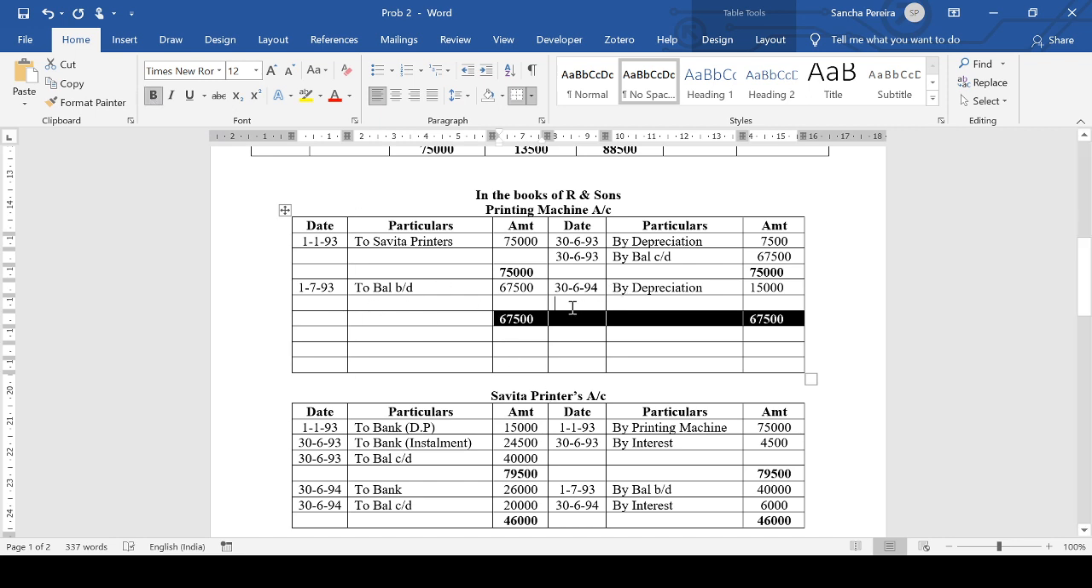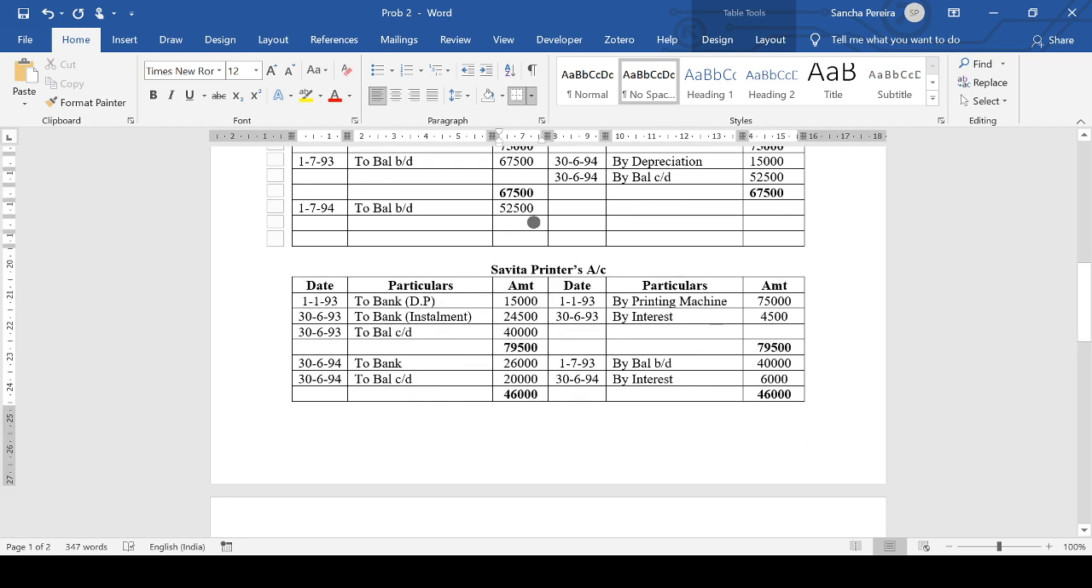Okay. So 30th June 94, by balance carried down. What is the balancing figure? We're going to have an amount of 52,500. Okay, bring down the balance immediately before you start the last year. 1st July 94, to balance brought down, 52,500. Is that clear? Now we move on to the entries of the last year.